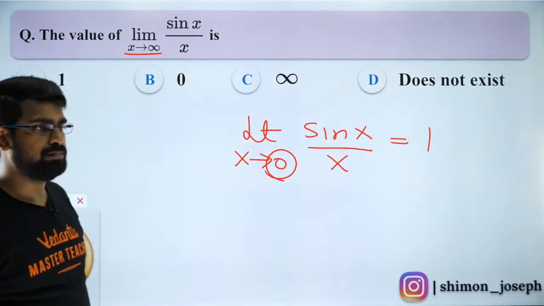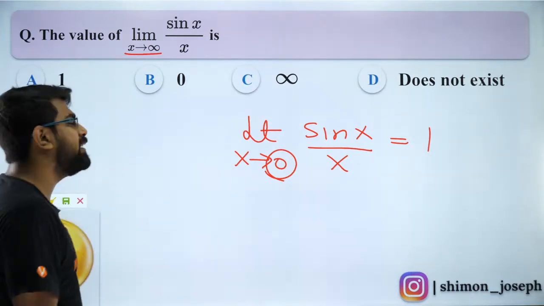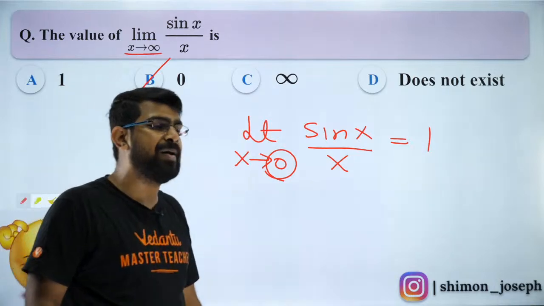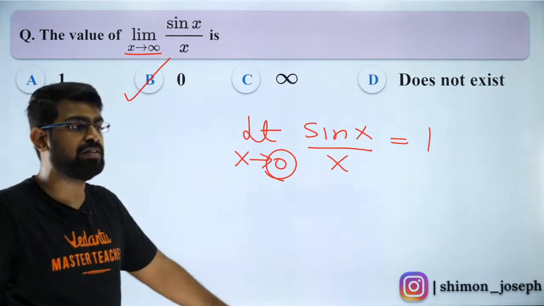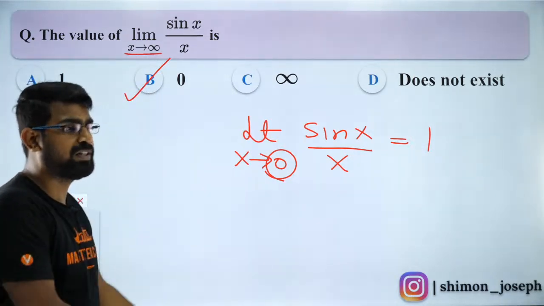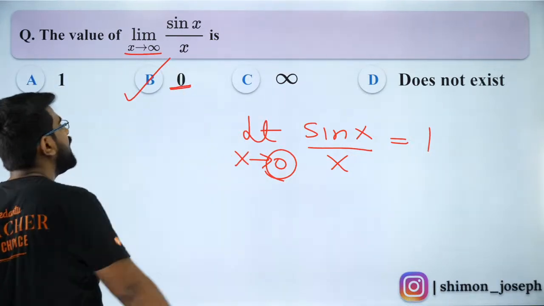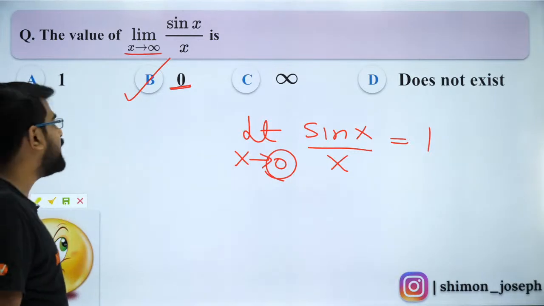So very few people were right. The answer is 0. Velaga Bapana was the one who told first. Then Krishnan also told correct. The answer is 0. But why is it 0? Let me explain it to you.